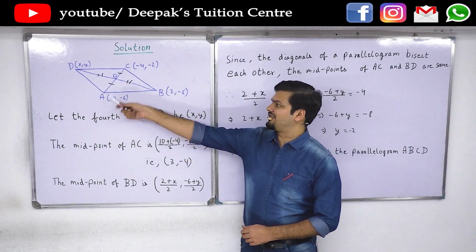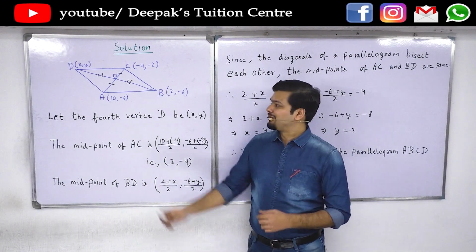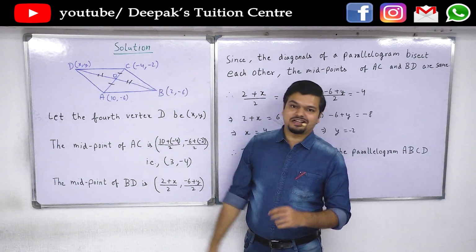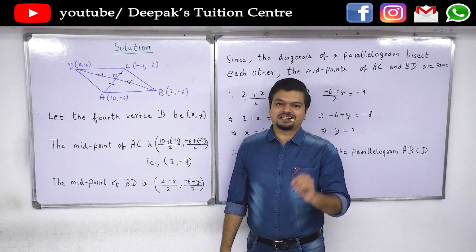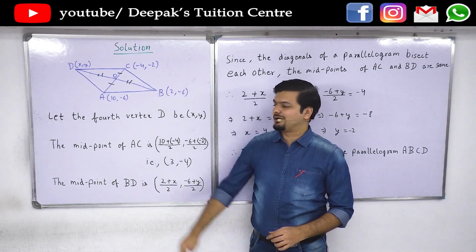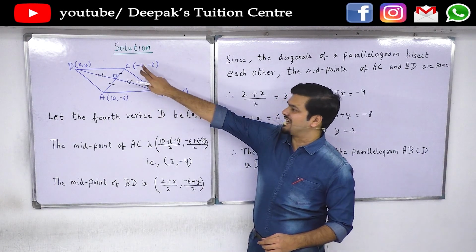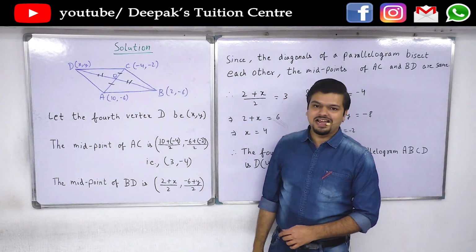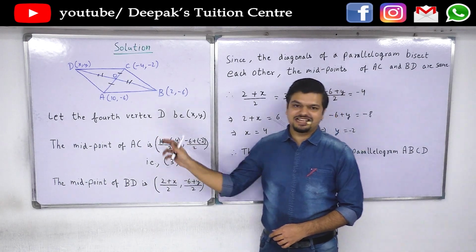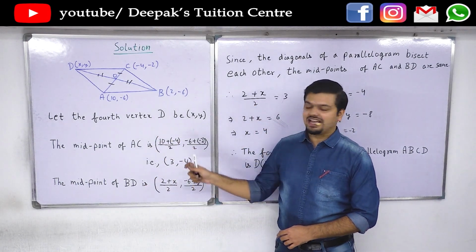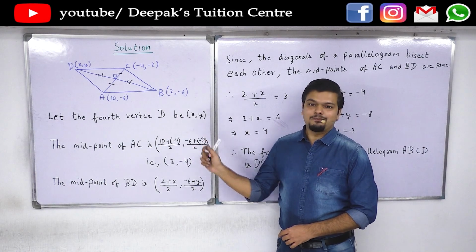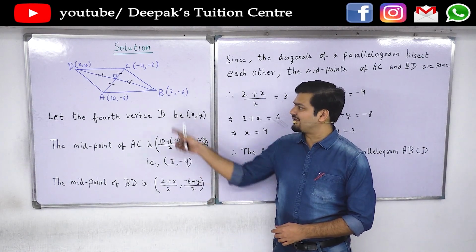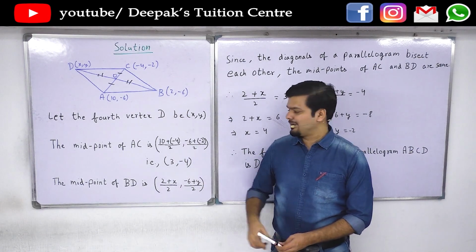Now the midpoint of AC will be, that is O, A(10, -6) and C(-4, -2). So the formula states (x1 plus x2) by 2, (y1 plus y2) by 2. So that will be (10 plus -4) by 2, (-6 plus -2) by 2. So 10 minus 4 is 6, 6 divided by 2 gives me 3. -6 minus 2 is -8, divided by 2 gives me -4. So the coordinates of O will be (3, -4).